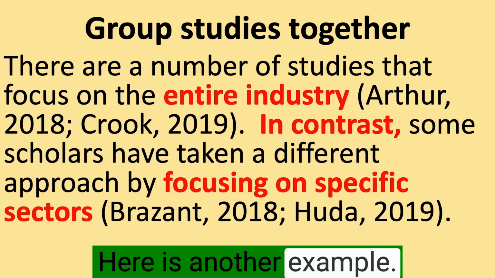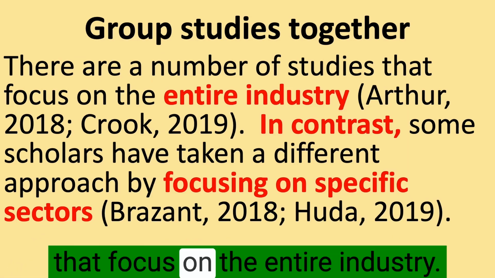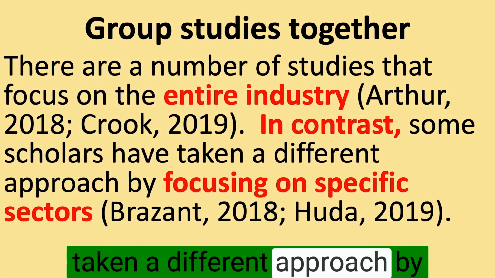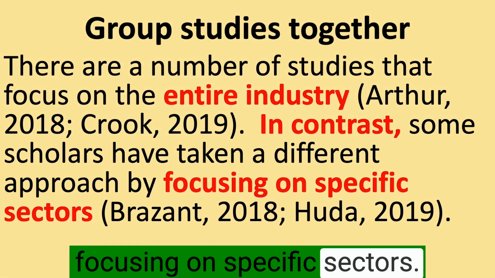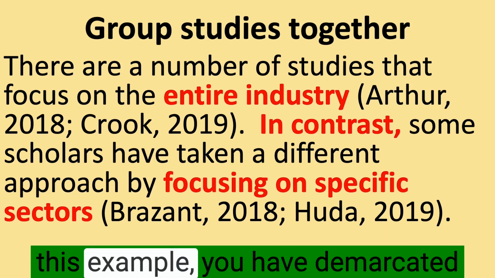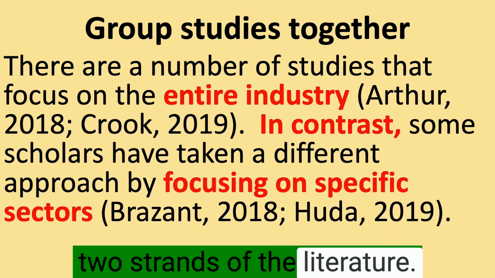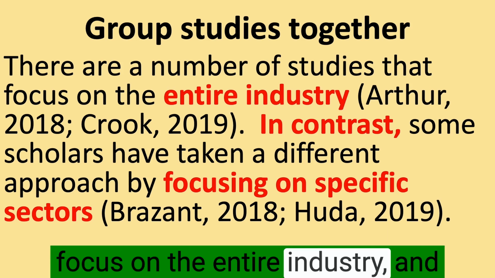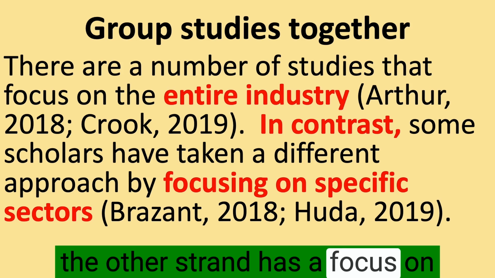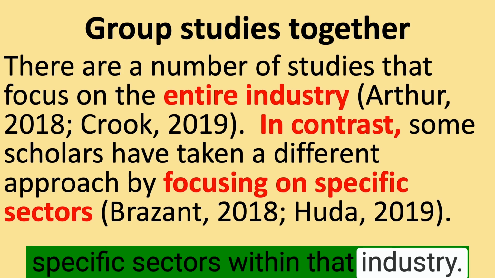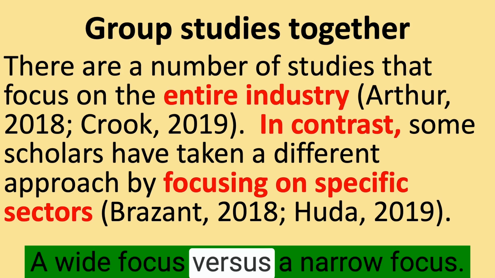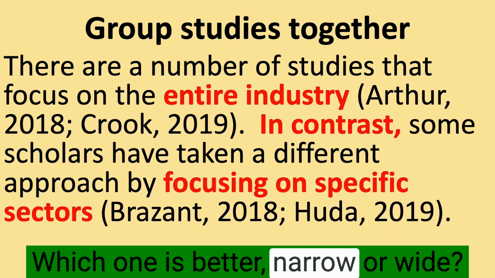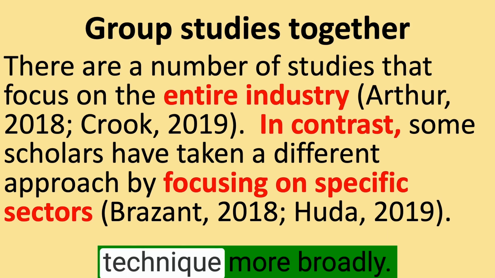Here is another example. There are a number of studies that focus on the entire industry. In contrast, some scholars have taken a different approach by focusing on specific sectors. You are showing the contrast in this example. You have demarcated 2 strands of the literature. You identify that one strand has a focus on the entire industry and the other strand has a focus on specific sectors within that industry. A wide focus versus a narrow focus. Why not expand this critique? Which one is better, narrow or wide? You can adopt this technique more broadly.